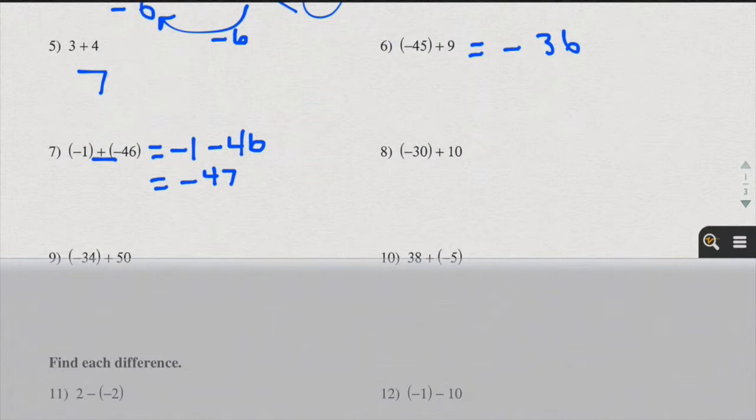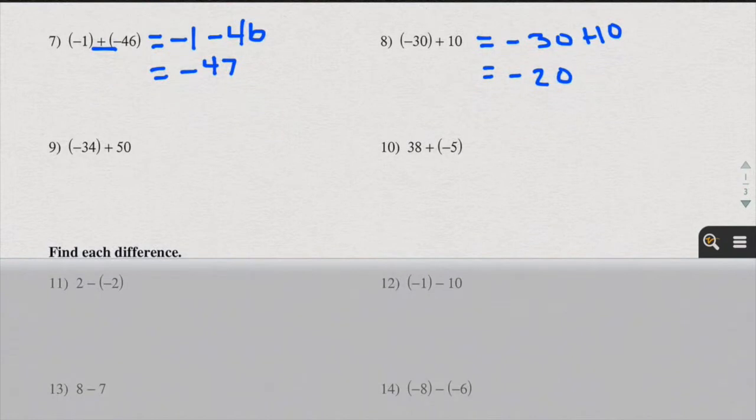Okay, number 8. -30 plus 10. Again, we can take that -30 out of the parentheses and then put that plus 10. What we end up with -30 plus 10 is -20.